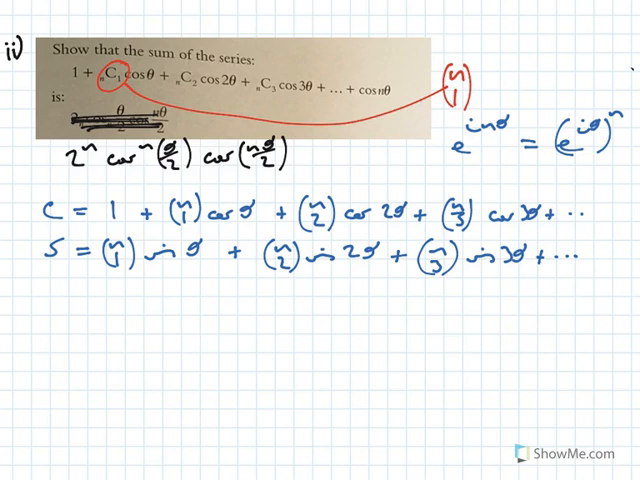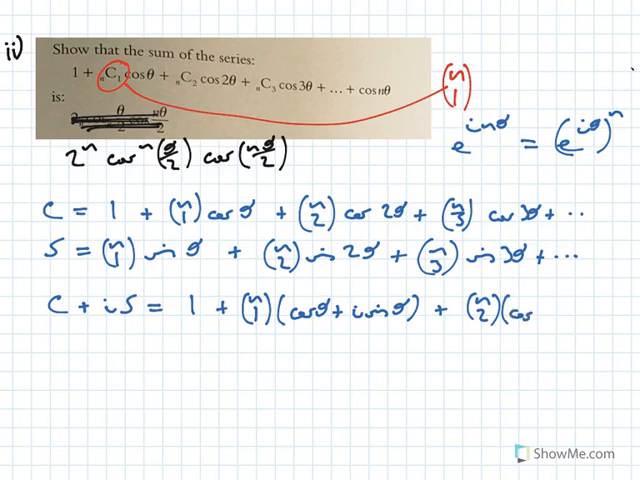Now what I'm going to do is add these things together, however I'm going to times S by i. So in other words, I've got C plus iS, and that's going to give me 1 plus n choose 1 cos theta plus i sine theta, plus n choose 2 cos 2 theta plus i sine 2 theta, plus, and it just carries on and on and on.